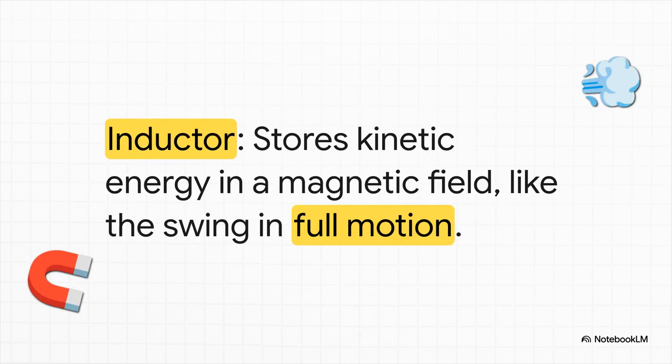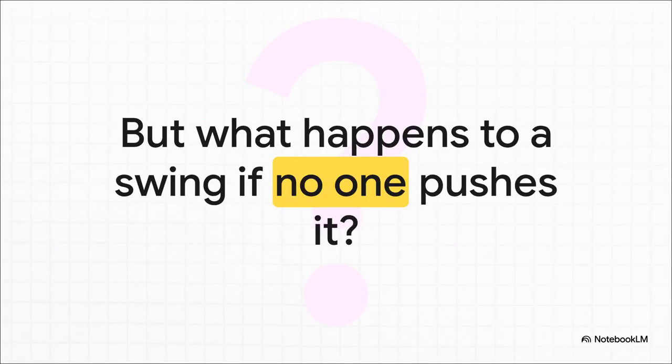And then, whoosh, the capacitor lets go and the inductor takes over. As the current flows, the inductor stores energy in a magnetic field. This is the swing at the very bottom of its arc, moving at its fastest. See? The energy has just transformed from potential to kinetic, and it's this constant back and forth between the two that creates the oscillation.